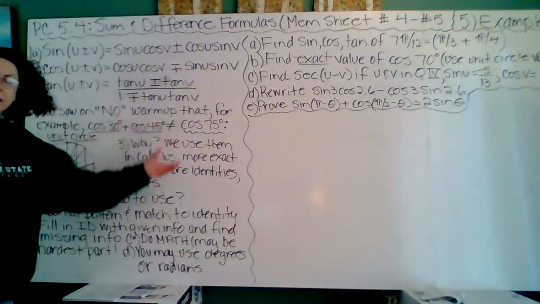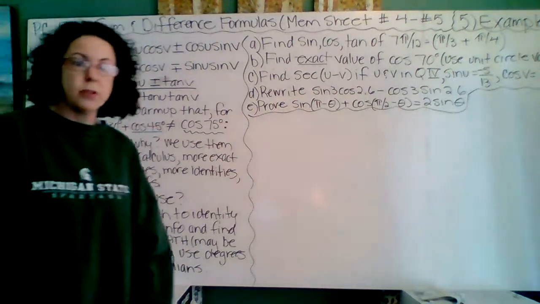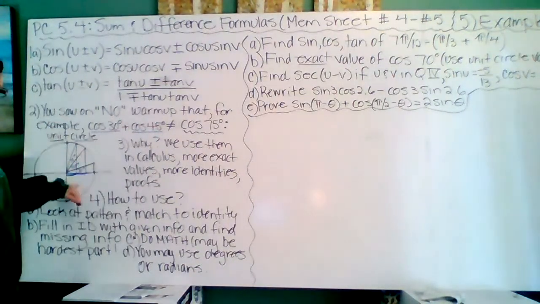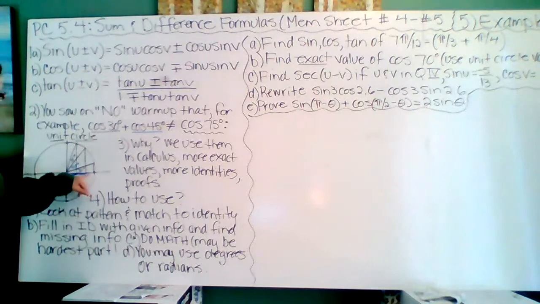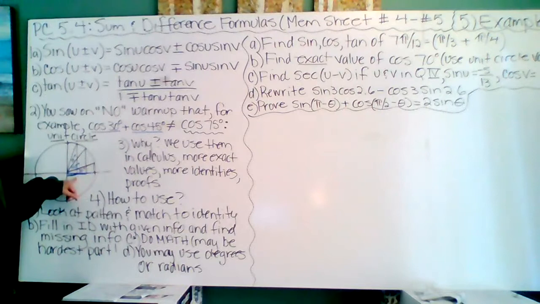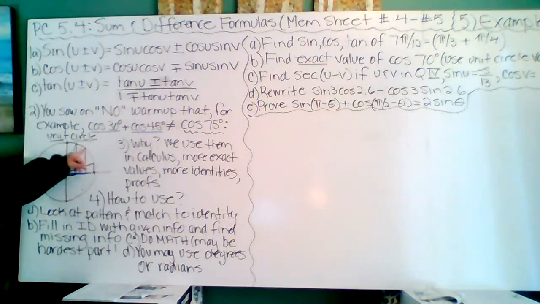So I drew pictures, right? Pictures always help with trig. In purple, I drew cosine of 30 degrees. Here's a unit circle and we know cosine is the x value. So here's a 30-degree angle and the purple line is the length of cosine. And then plus cosine of 45. So I drew a 45-degree angle and the blue line there is the x value, cosine.